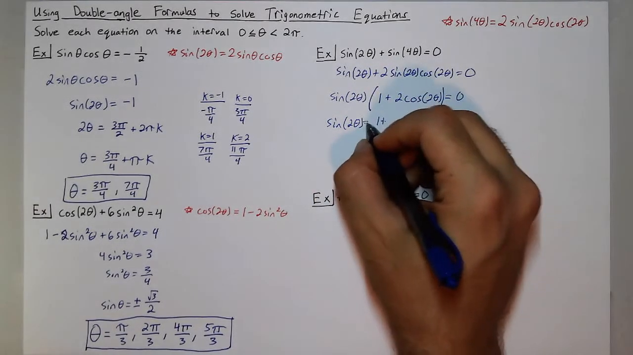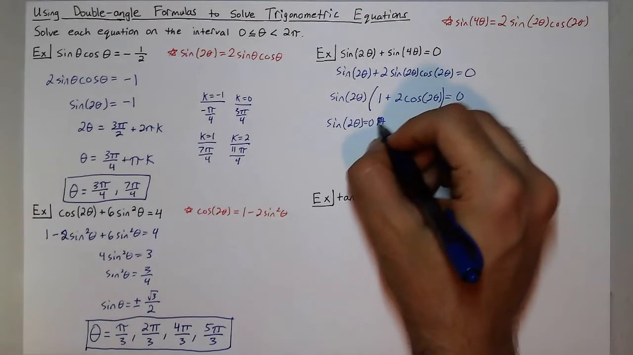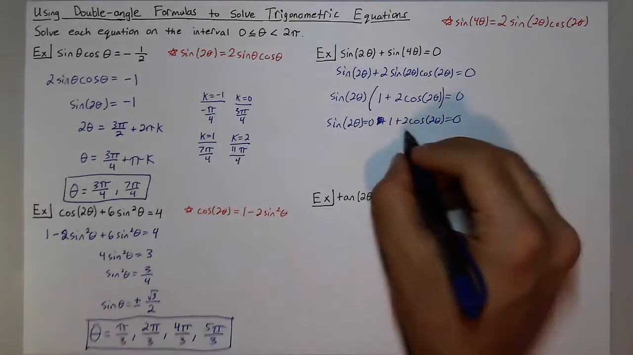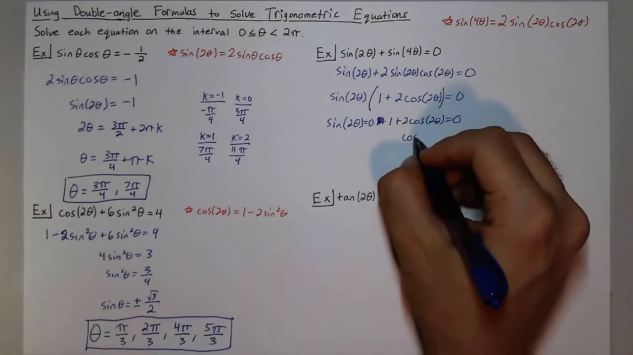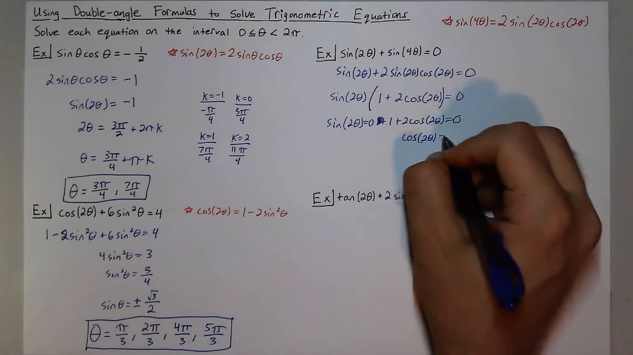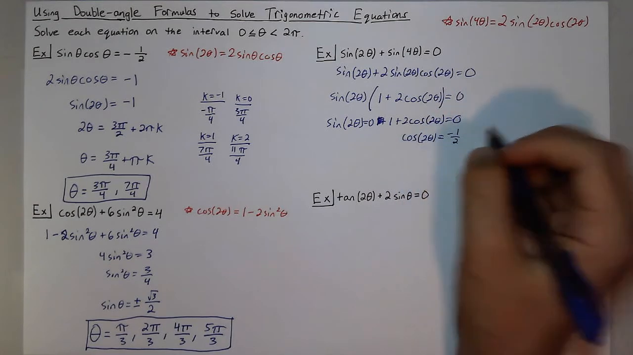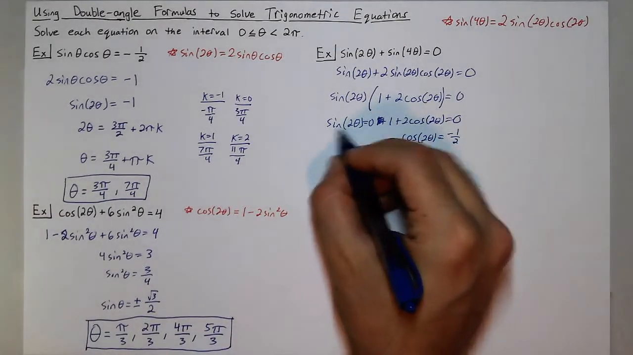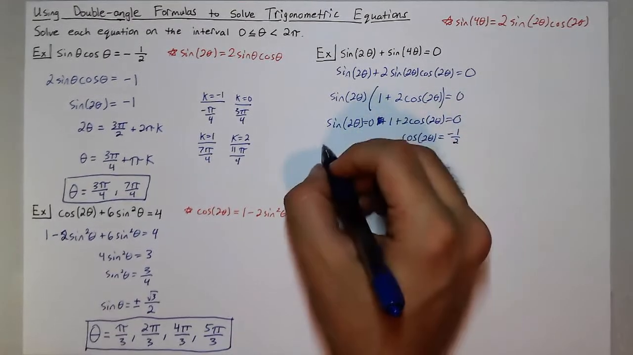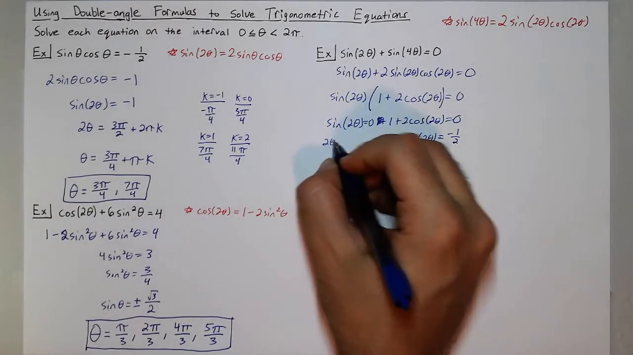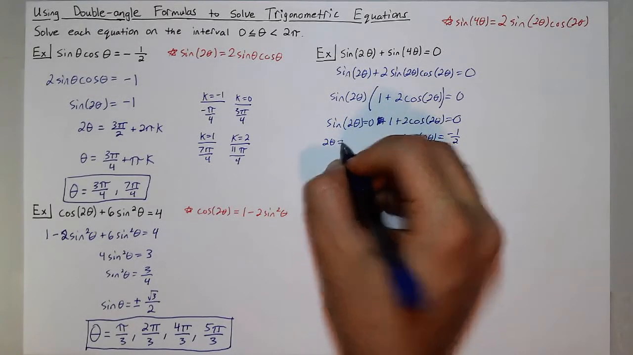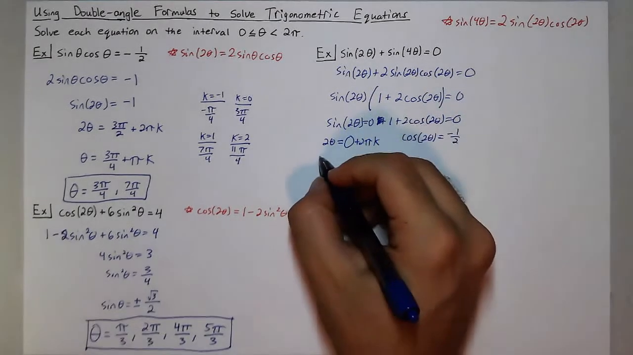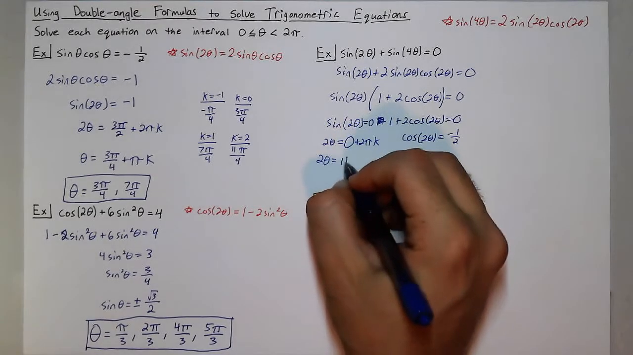So sine of 2 theta is equal to 0, and 1 plus 2 cosine of 2 theta is equal to 0. Solving that equation on the left, I get cosine of 2 theta is equal to negative 1/2 from subtracting 1 then dividing by 2. And now I see I get over here what makes sine equal to 0. Well, it happens at 2 angles on my unit circle, and I'm going to write the general formulas down. It happens at angle 0 plus 2 pi k, and it happens at pi plus 2 pi k.